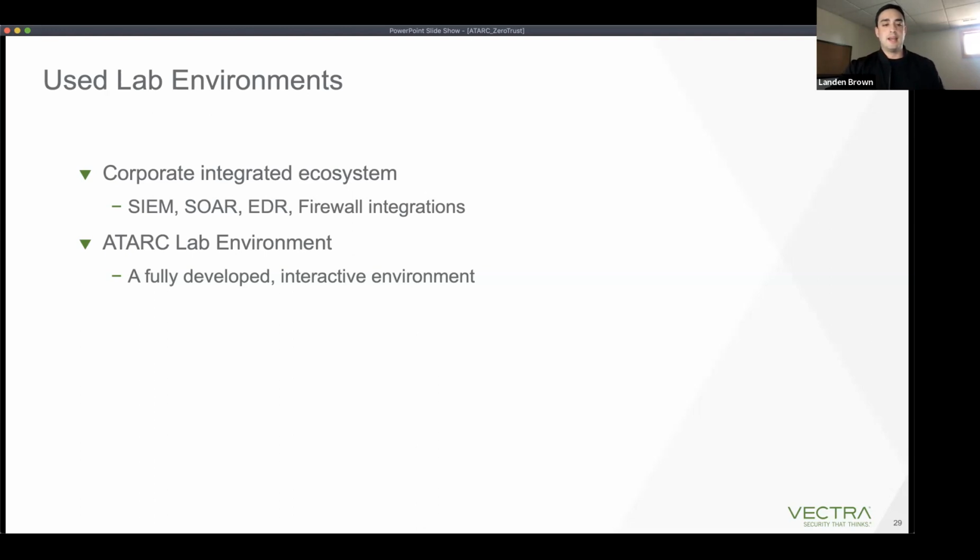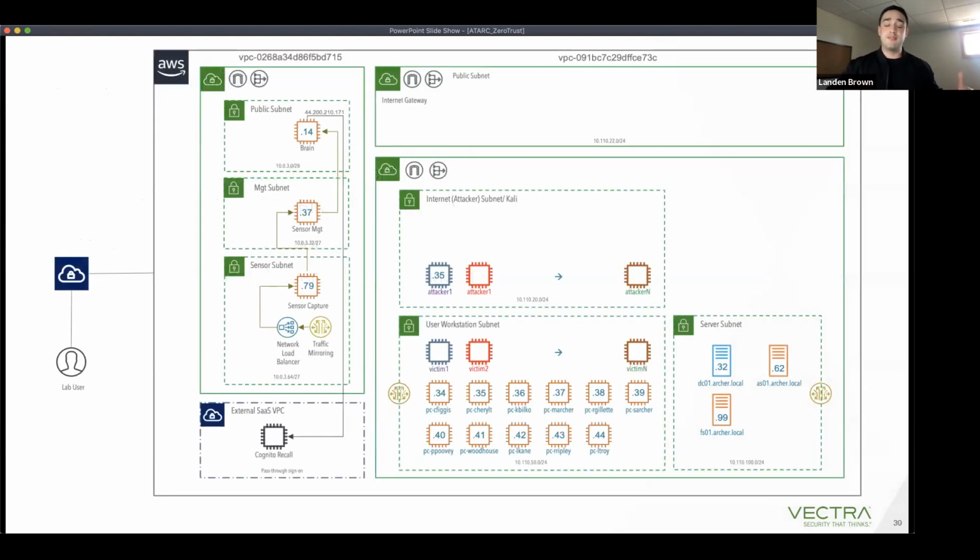Secondly, we do have a built infrastructure within the ATARC lab environment. This is a fully developed and interactive environment. We actually lifted some of the labs that we have internally, and we're able to transfer them and bring them into the ATARC lab. And this is what that looks like.